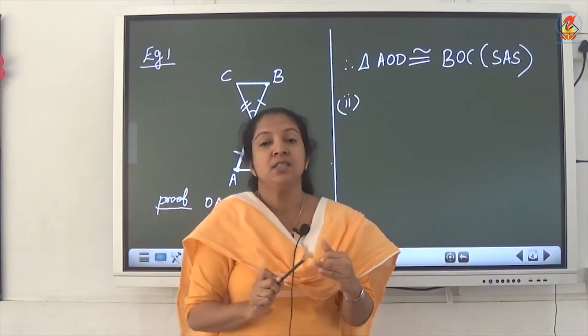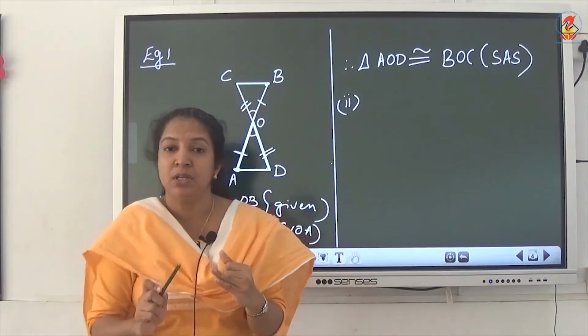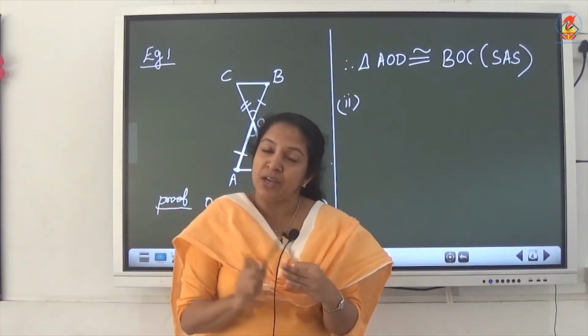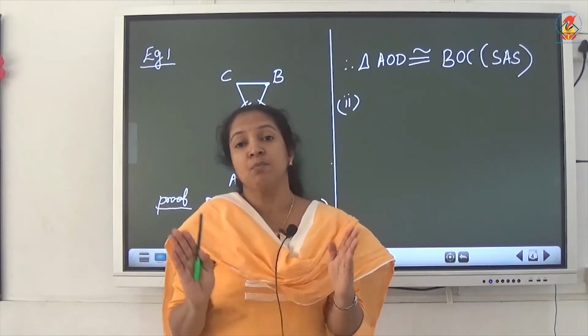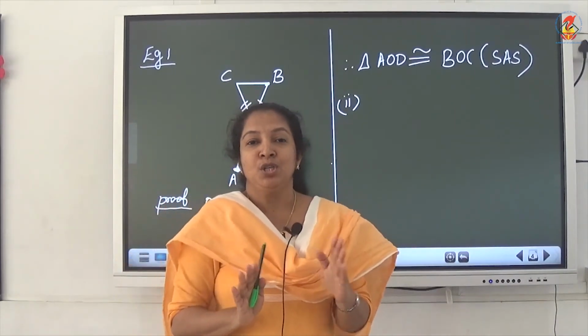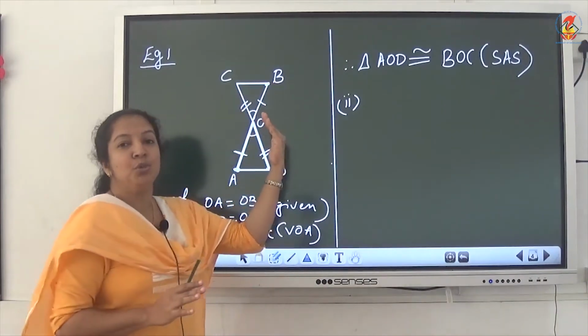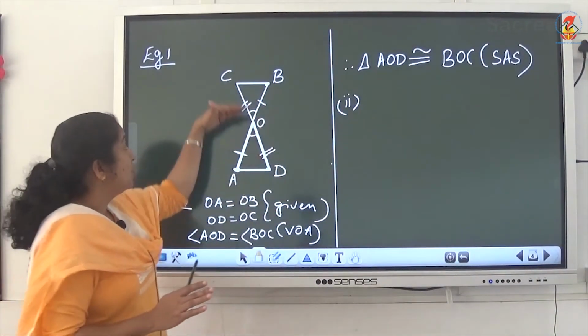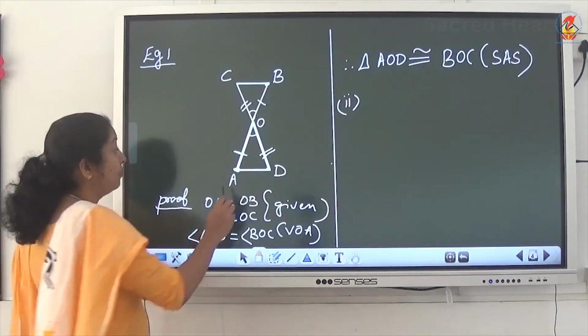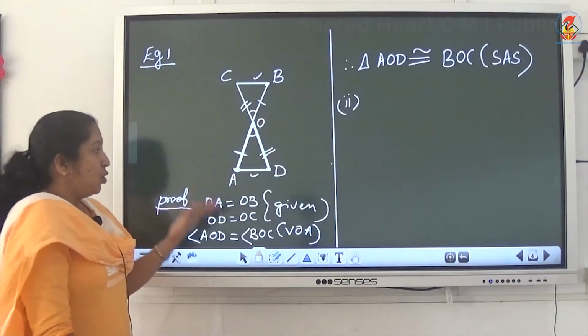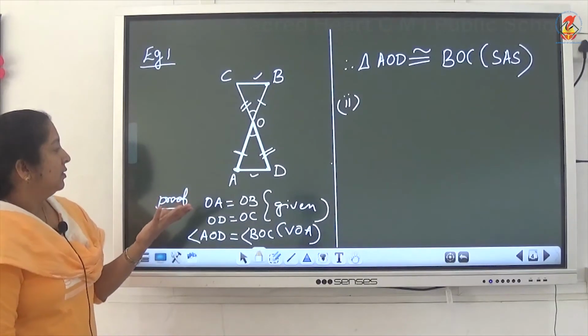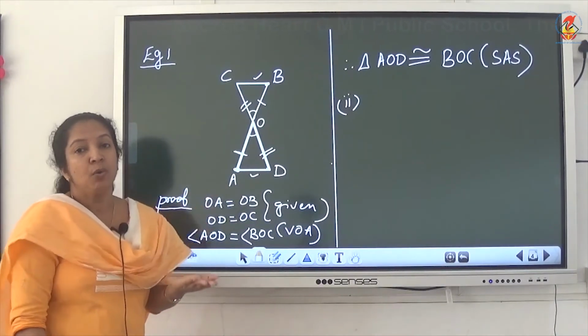If alternate interior angles are equal, we can say both the lines are parallel. If interior angles on the same side of the transversal are supplementary, we can say both the lines are parallel. So we can use any one of these, because we have to prove that these two lines are parallel. We want to prove AD is parallel to BC. Can you prove it using any one of these?